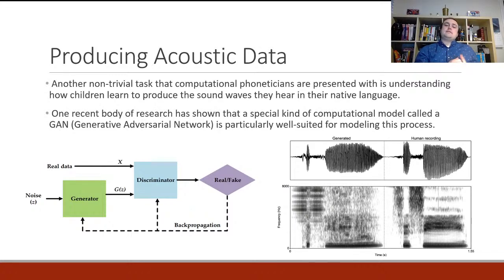So these GAN models have become very, very good models for how children might learn to do this task, right? They are learning to be more and more like a real human in the way that a child is learning to talk more and more like an adult, right? When they're learning their native language.